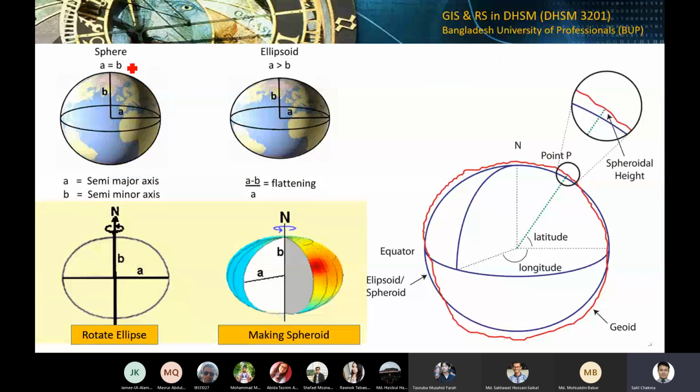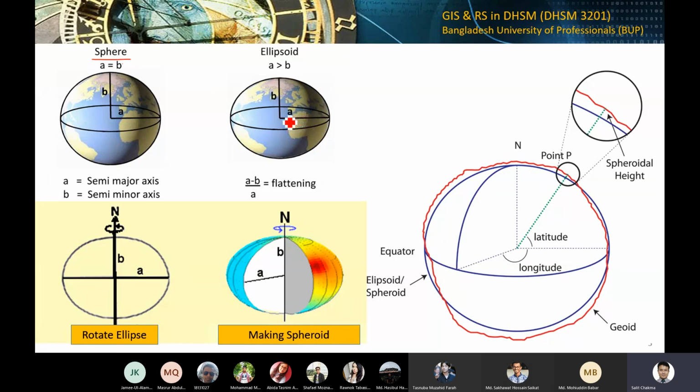So if our Earth is something like this, we would have something like a sphere. We would get a sphere like this if our Earth were perfectly round. Do you understand? That means the semi-major axis and semi-minor axis, they are equal.